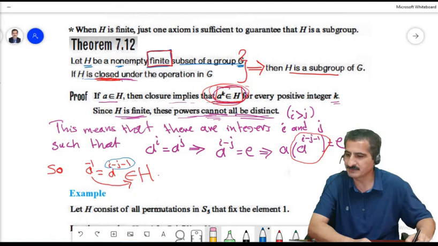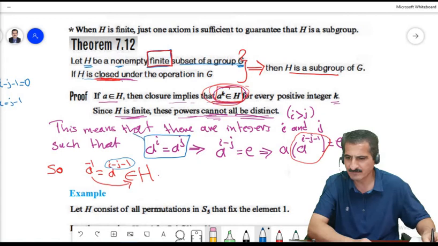Let me write it here. If i minus j minus 1 equals 0, that means i equals j plus 1. So this will give me the following: a to power i equals a to power j plus 1, so this means a to power i equals a to power j times a, correct?